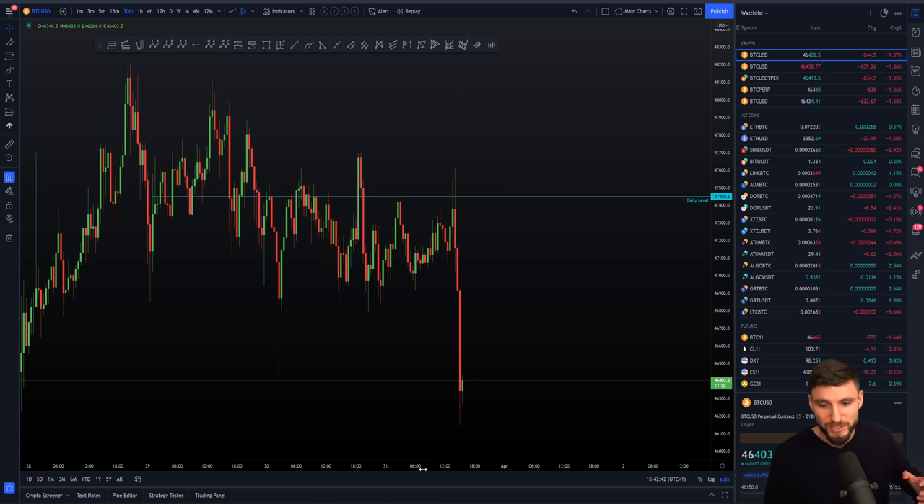So I try and keep this one really short and sweet because I am actually actively trading this at the moment. So vamos, let's go.